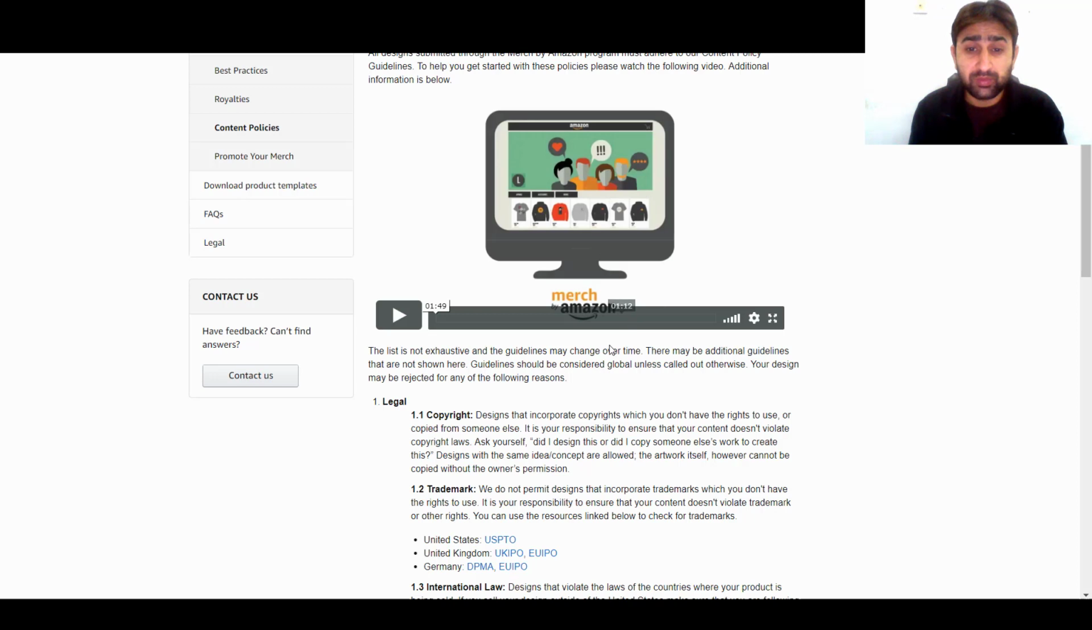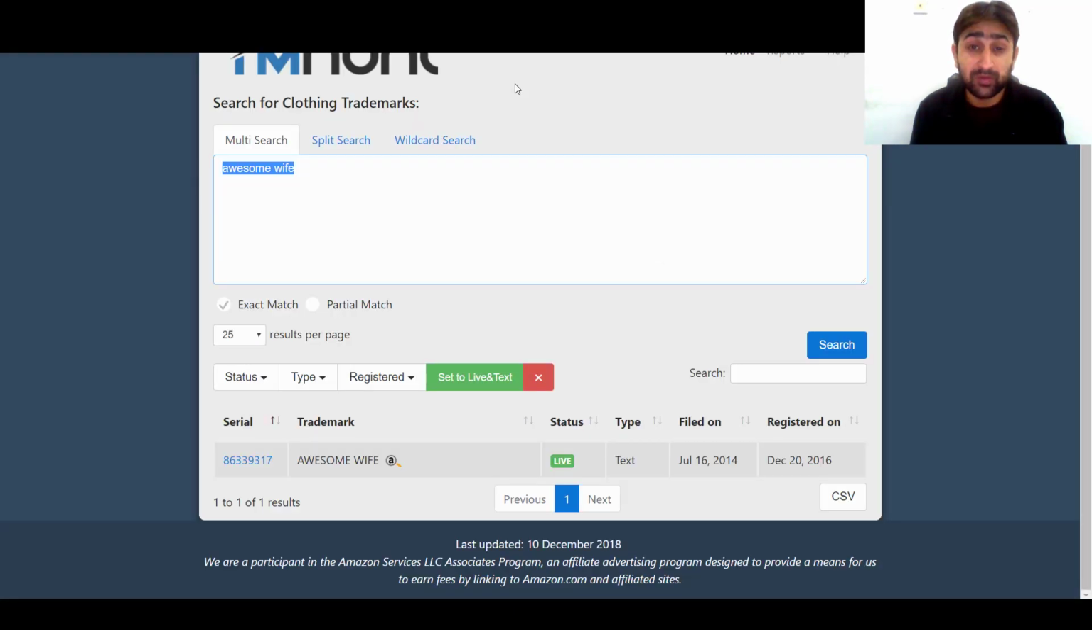So you need to be very careful about trademarks. Let me show you some examples that show how many common phrases are actually trademarked on Amazon. For example, this phrase you can see here, awesome wife, is actually trademarked. So you cannot use this phrase, awesome wife, on your shirts at all.